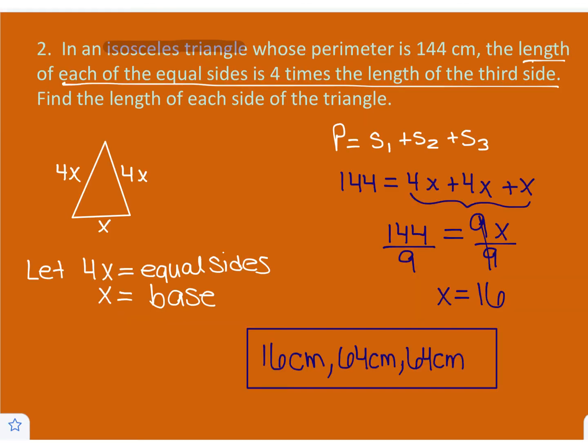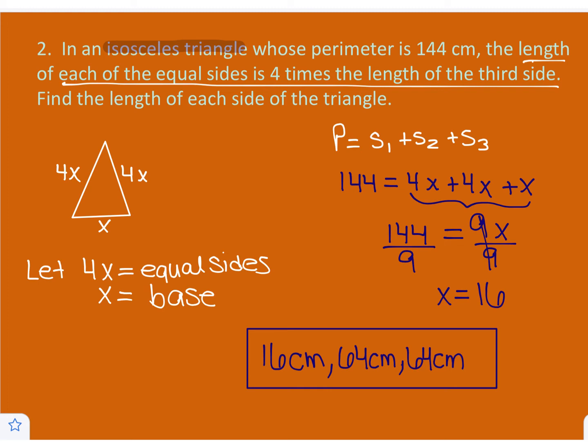All right, the next one says, in an isosceles triangle whose perimeter is 144 centimeters, the length of each of the equal sides is 4 times the length of the third side. Find the length of each side of the triangle.